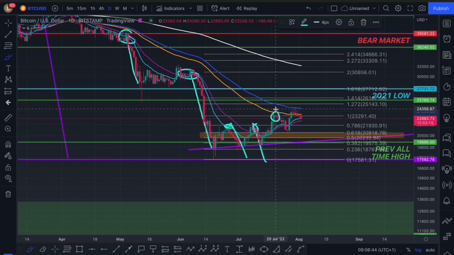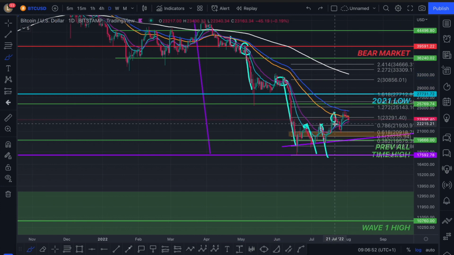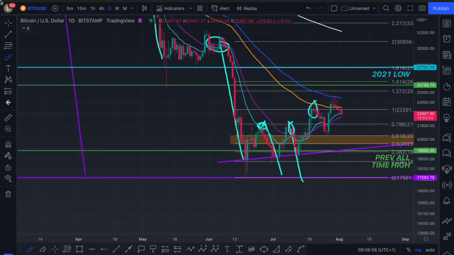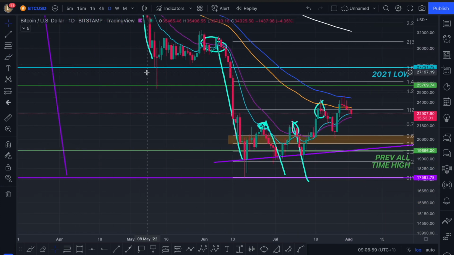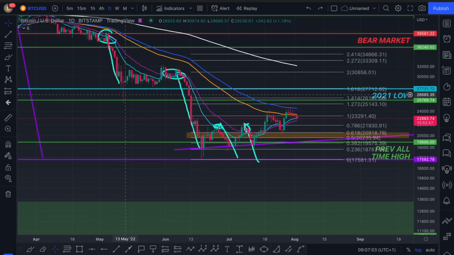The 55. Look at the last time it hit the 55, back in April. Look what happened after hitting it. Why this time did we actually go and make a higher high? Why did we not make a lower low as it should have? Why did we not go to 14.10k as all these people are saying? Because you didn't break the low. So all these people saying 14.10k, they're just talking out their bum.